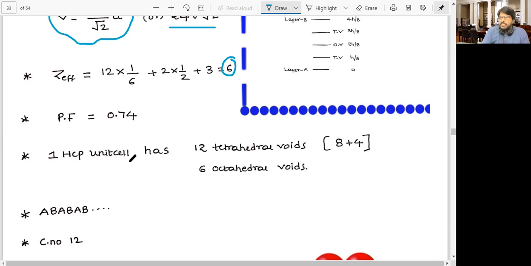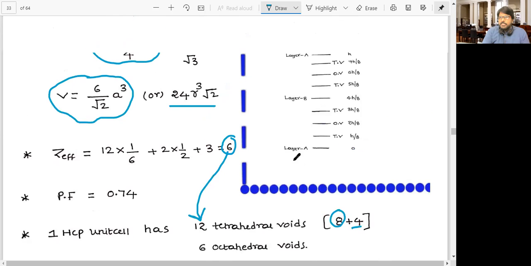In one HCP unit cell there are 6 atoms, so there will be 12 tetrahedral voids. The location of the tetrahedral voids I explained clearly in one of the previous videos; if you have any doubt, you can watch that video again. Of these 12 tetrahedral voids, 8 are completely inside and 4 are lying on edges. Octahedral voids are also present. How many? 6. This is the recollection of the formulas we discussed in the previous video: 12 tetrahedral voids and 6 octahedral voids.